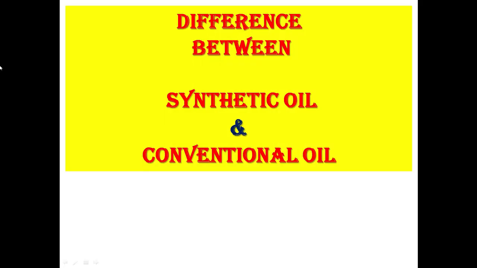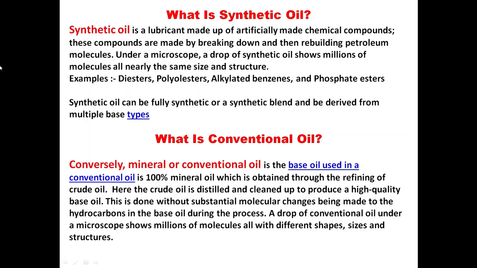In this video, we will learn about the difference between synthetic oil and conventional oil. What is synthetic oil? Synthetic oil is a lubricant made up of artificially made chemical compounds. These compounds are made by breaking down and then rebuilding petroleum molecules.